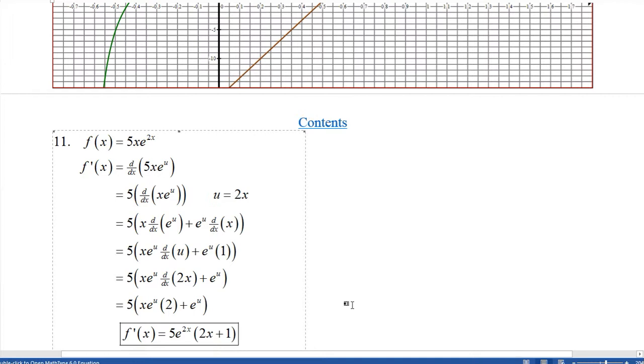Okay? Now let's do another one. Let's do the second derivative of this function. Go ahead and work that out and come back whenever you're finished. Press pause now.